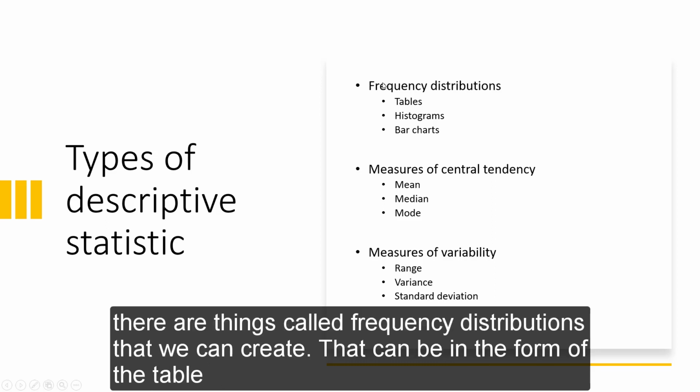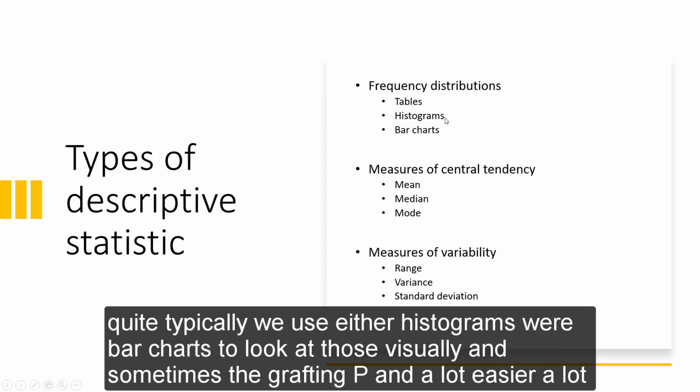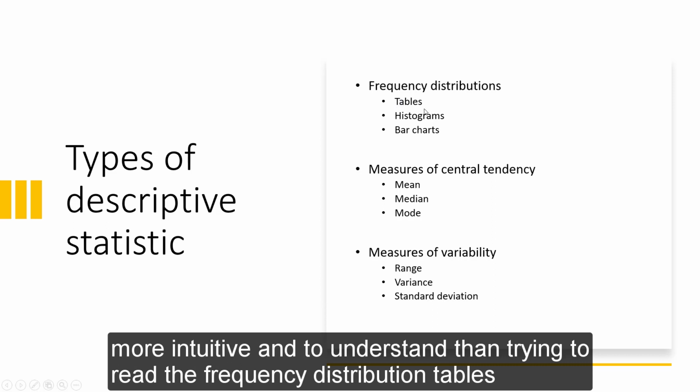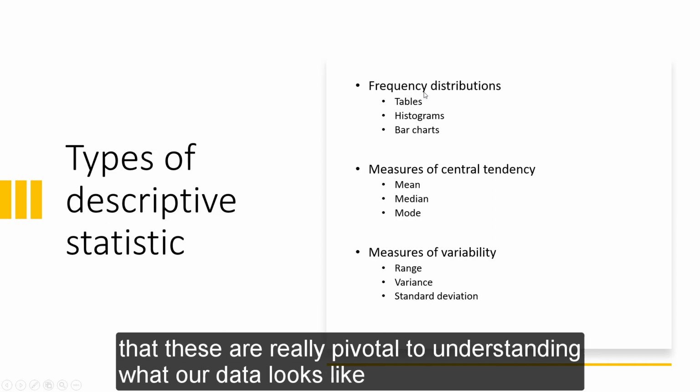There are things called frequency distributions that we can create. Now that can be in the form of a table. Quite typically we use either histograms or bar charts to look at those visually, and sometimes a graph can be a lot easier, a lot more intuitive to understand than trying to read the frequency distribution tables. But these are really pivotal to understanding what our data looks like.